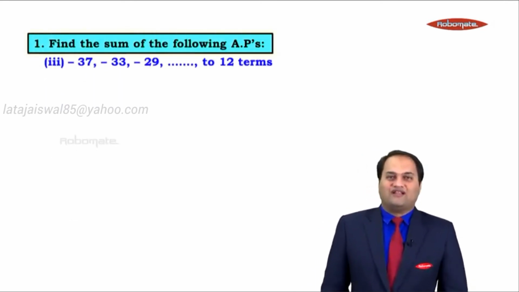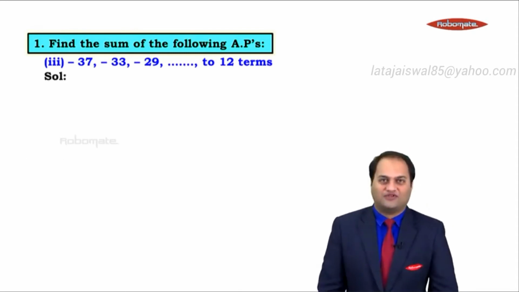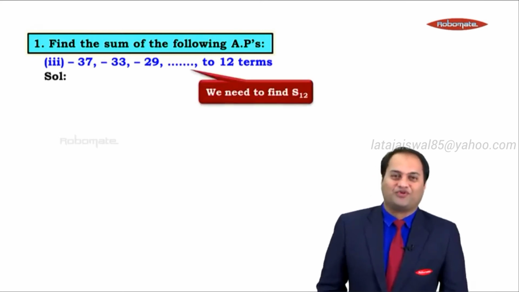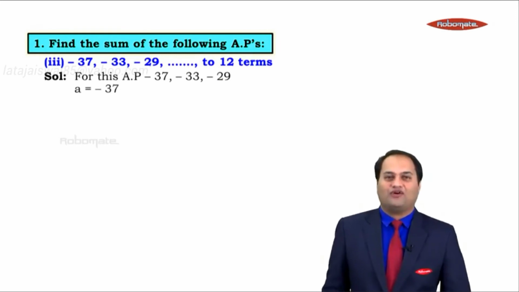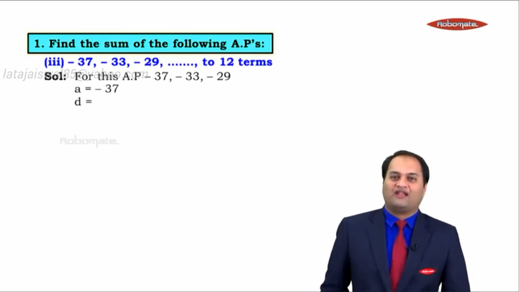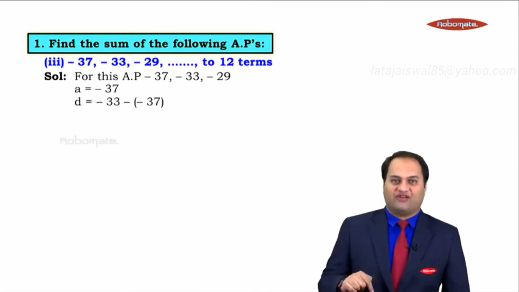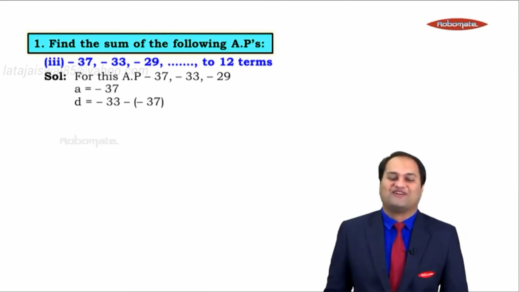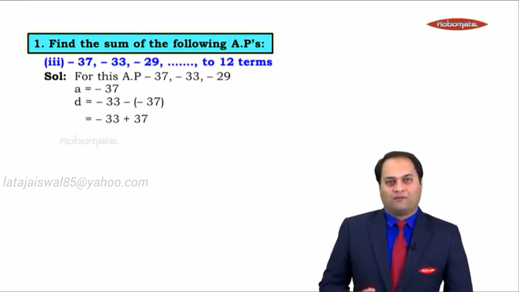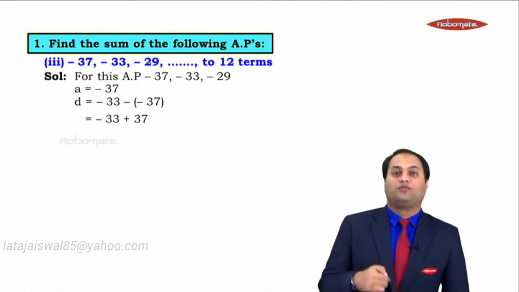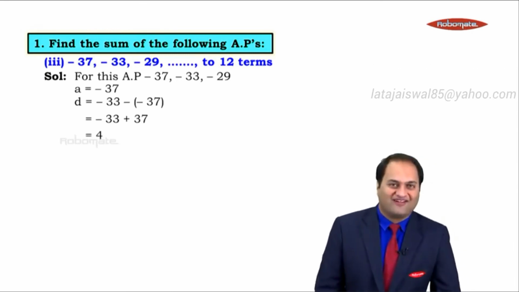The next sum is minus 37, minus 33, minus 29 and so on up to 12 terms. So here what are we supposed to find? We are supposed to find S12. For that the AP is given to us. From that AP, write the value of a, that's minus 37, and write the value of d, which will be minus 33 minus of minus 37. The next term minus the previous term, right? So you get minus 33 plus 37. Minus 33 plus 37 is plus 4 because the bigger number is having the positive sign. So you get it as 4, right?